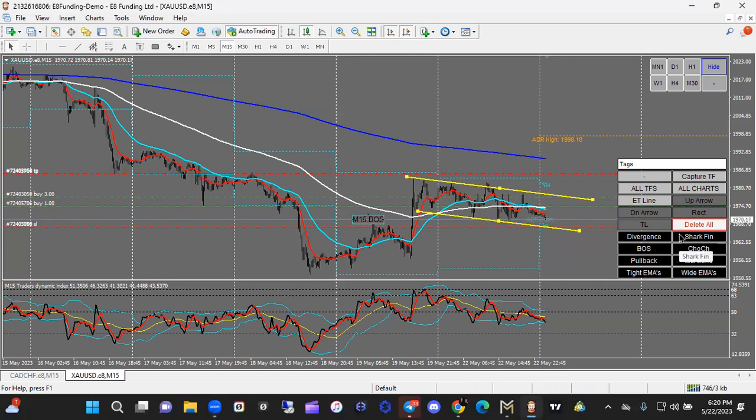Then you have a potential pullback. This is just, I've got to put another thing on here for consolidation. But this is just the overall pullback right there. And then continuation. And then it'll do another break of structure right to the top. It'll break structure right there, and then continue. So it looks good.